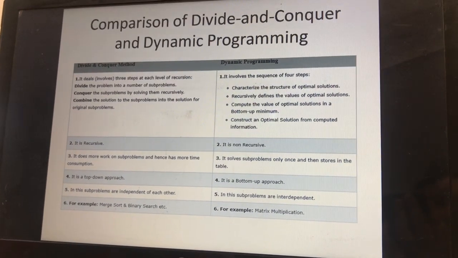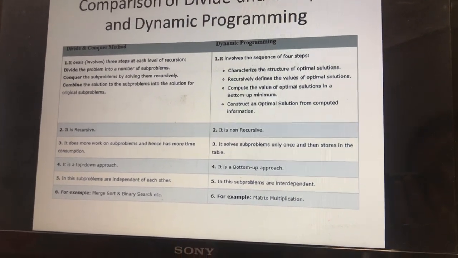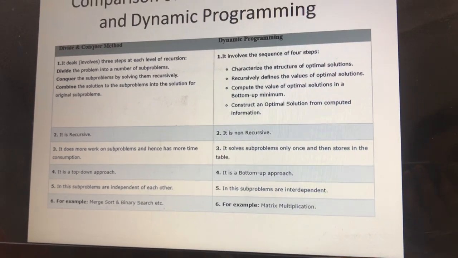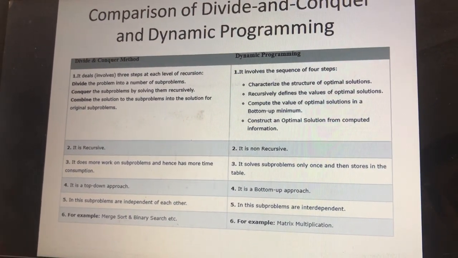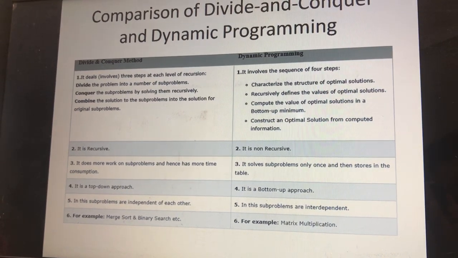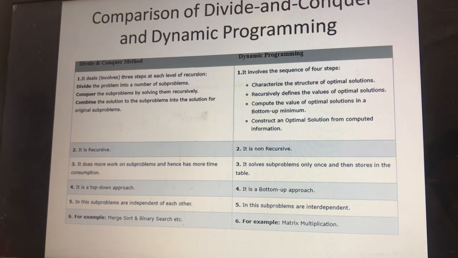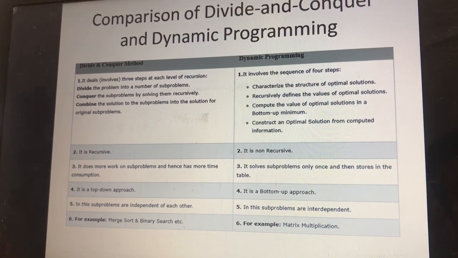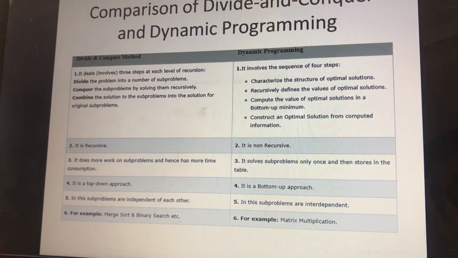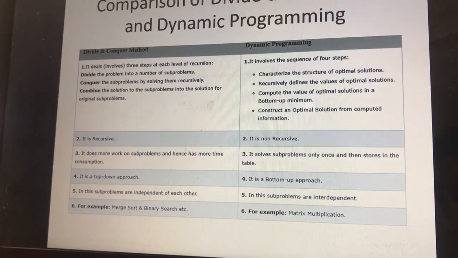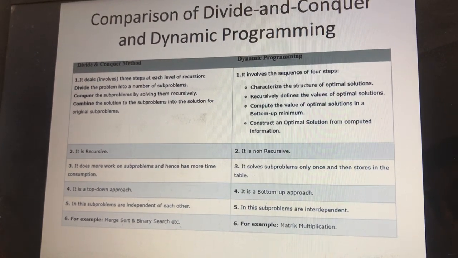Now we are going to compare the divide and conquer technique and dynamic programming. As we know, in the divide and conquer technique, first we divide the problem, then we conquer it recursively, then we combine. But in dynamic programming, first we characterize the structure of the optimal solution, then we recursively define the value of the optimal solution, then compute the value of the optimal solution in a bottom-up manner. These characteristics we are going to study while solving the algorithms.